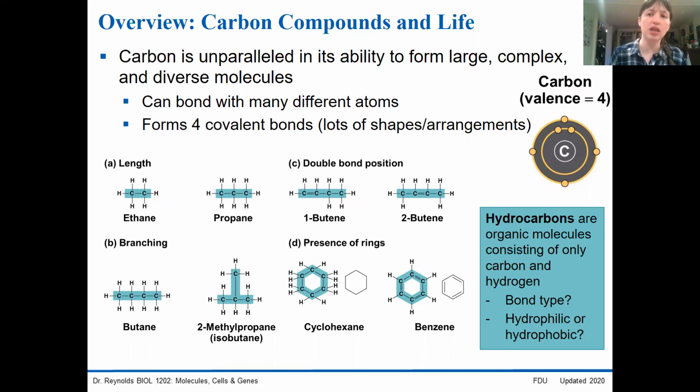Not only can we consider 1 versus 2 versus 3 different carbons, but you can start to look at carbons that are going to be branching formations. You can look at carbons that include double bonds, carbon to carbon, or even that form into rings. There's a lot of diversity in how we can actually arrange them. And you can't really visualize that from a 2-dimensional shape.